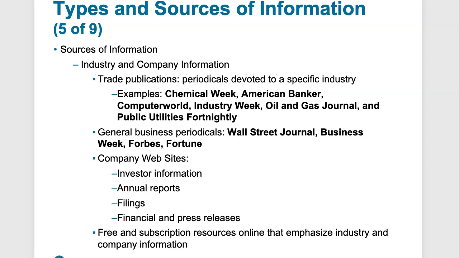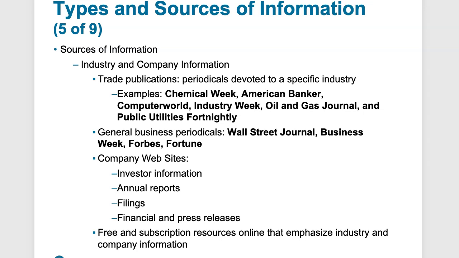Now, continuing with the sources of information, we have company and industry information. So trade publications, which are periodicals specific to an industry, can give you a lot of detail about specific industries. So these are like very niche types of magazines. They're going to focus on one industry and the problems of that industry. Many of these are online distribution only.